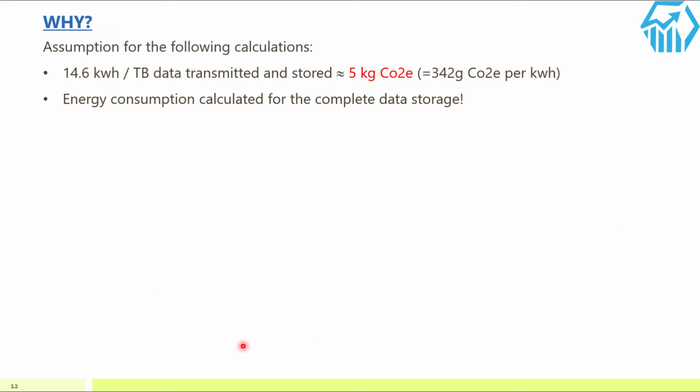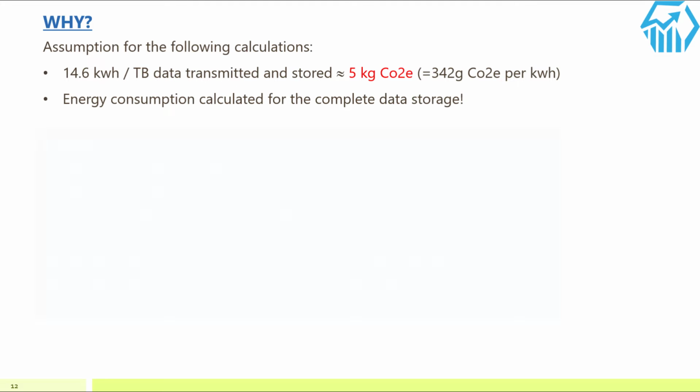Okay, and then if we have this wide variety of CO2 emissions that can be caused by electricity consumption, I said, okay, let's just take an average. I say, okay, around 5 kilo, that is what I'm going to use for the following consumption calculations. That's 342 gram per kilowatt hour. And that's only for the data storage.